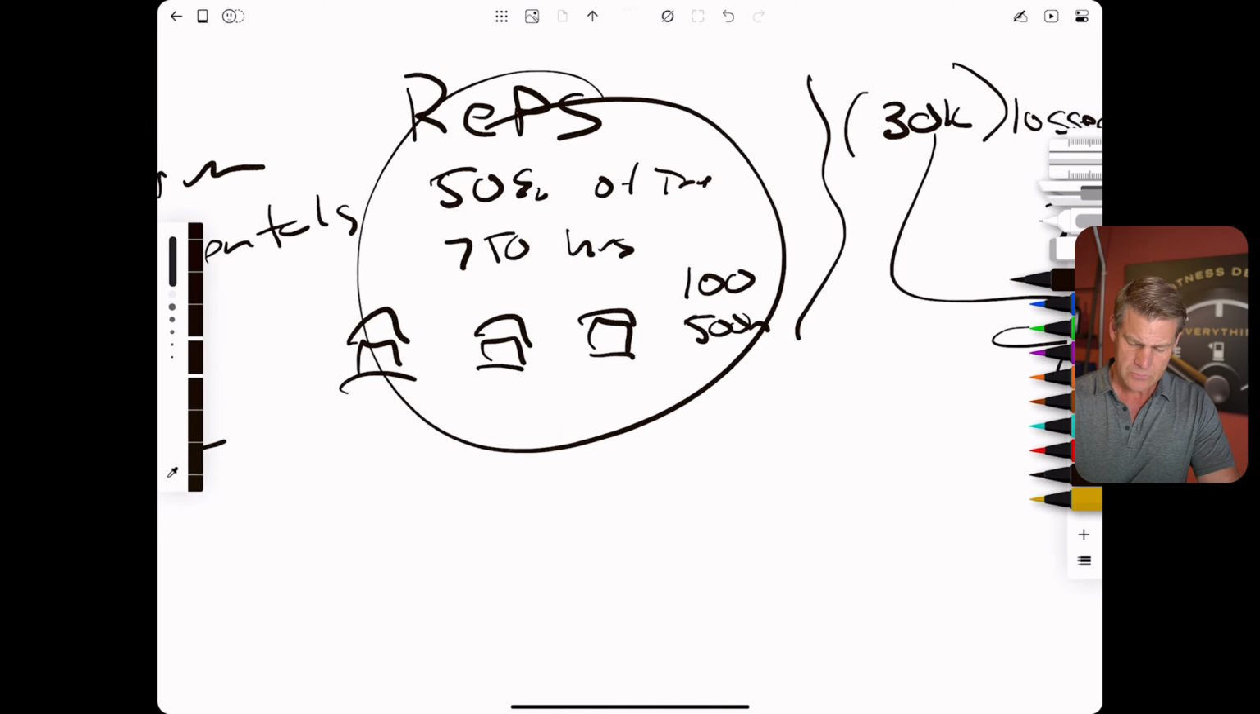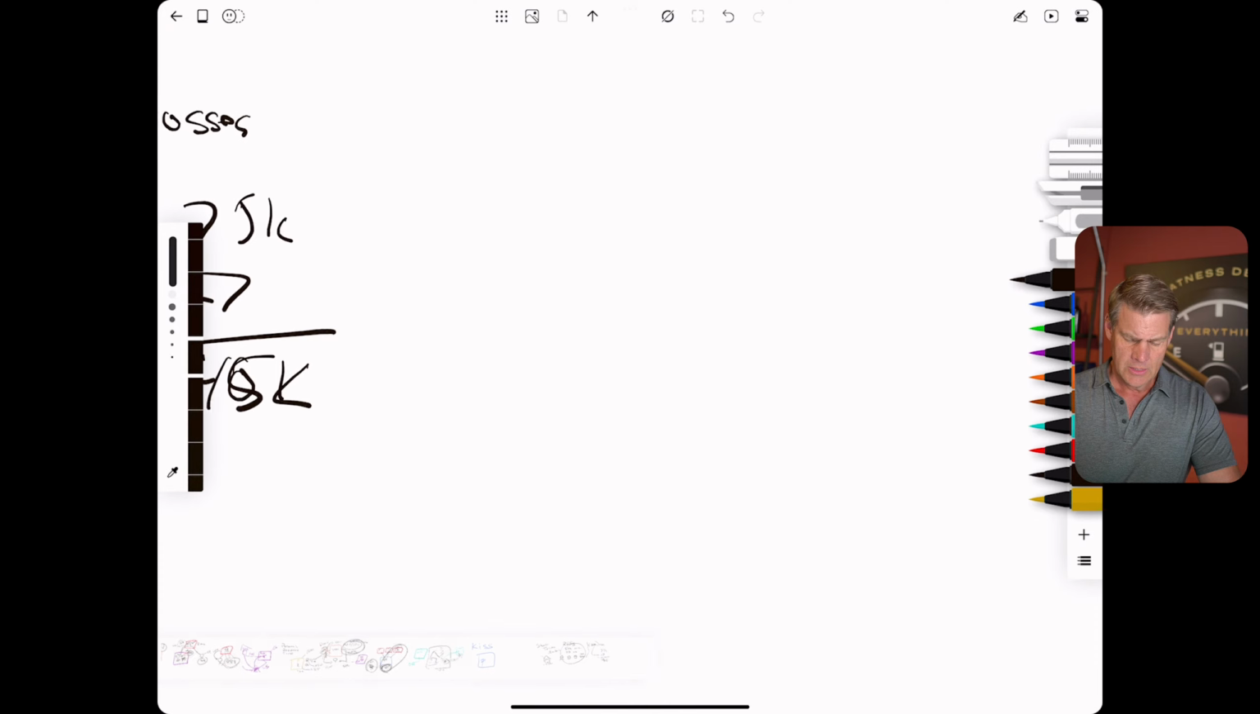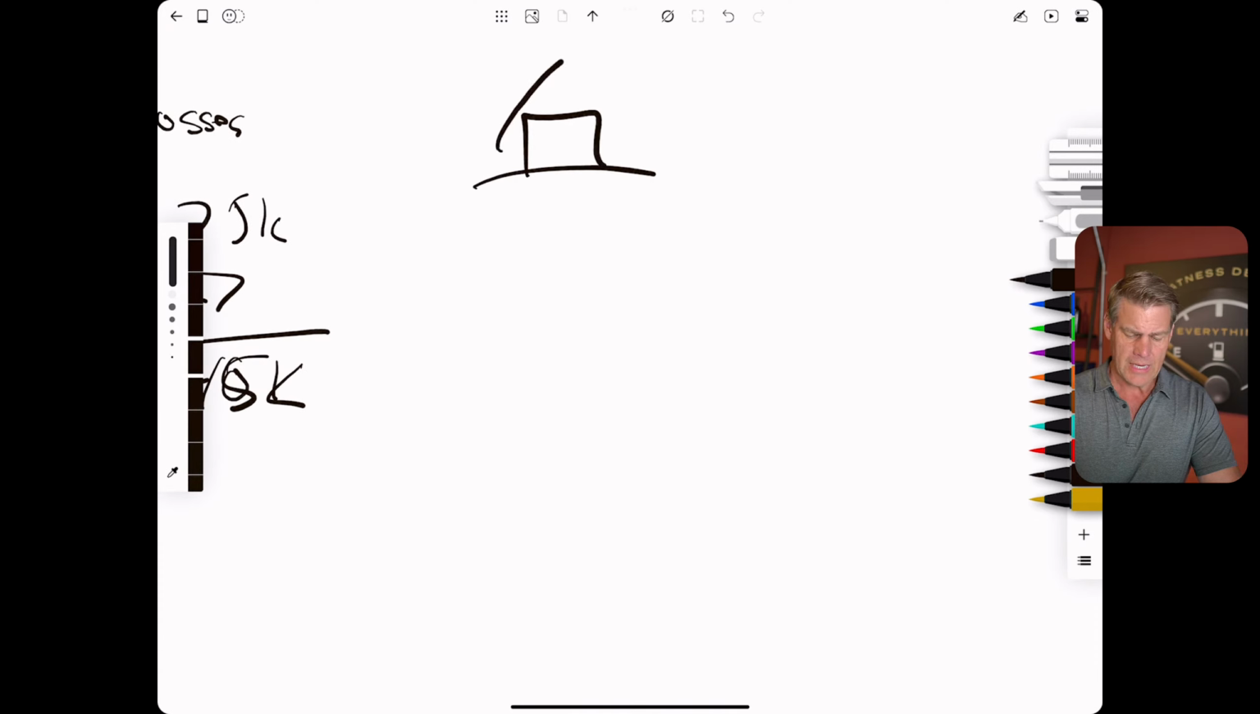Okay, so what are we looking at here? If you have a piece of property and you want to make this property a short-term rental, there's basically 2 tests that we have to pass to turn this property into a short-term rental.